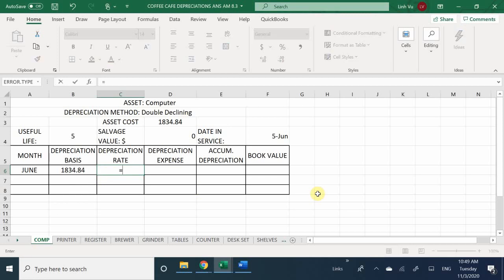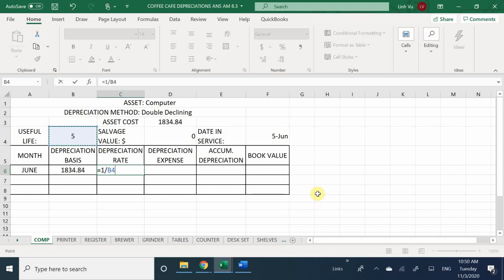1 divided by the estimated useful life, which is 5. Okay. 0.4. Now, how did you get 0.4?